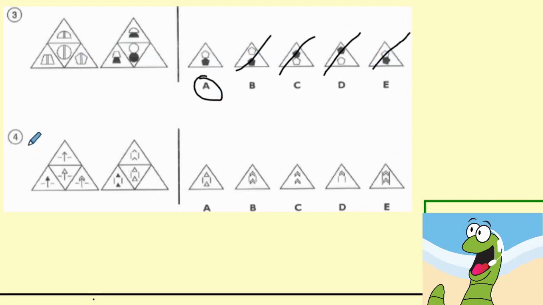Question 4. So, what do we have in this triangle? We've got arrows, different ones. Okay, and 2 horizontal lines. So each one has 2 horizontal lines. Let's have a look at the relationship between this one and this one. So let's have a look at our lines first of all. Well, our horizontal lines are now becoming vertical lines.